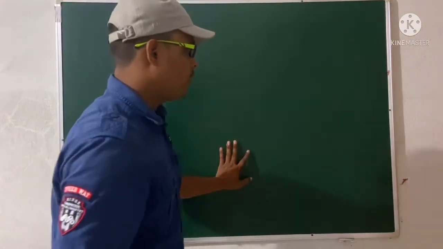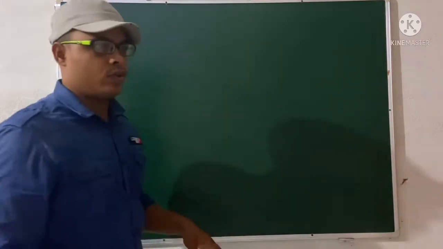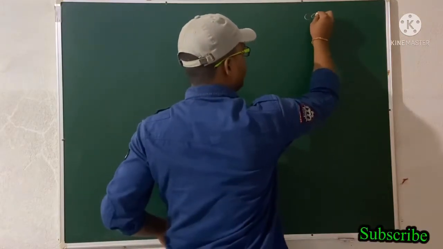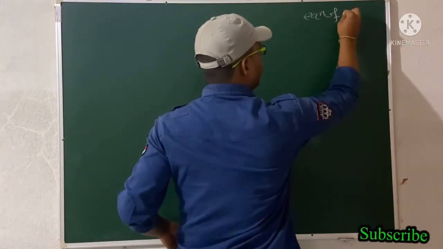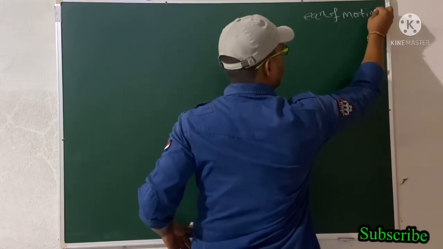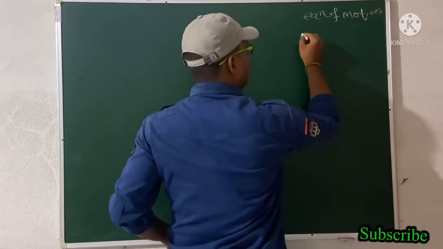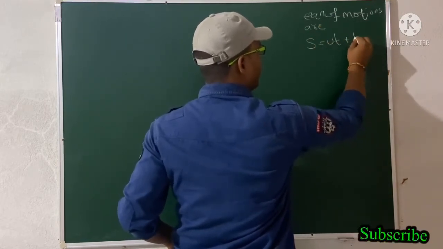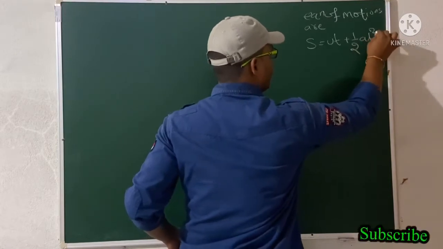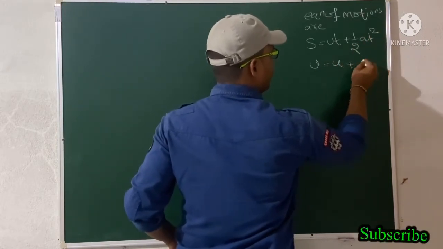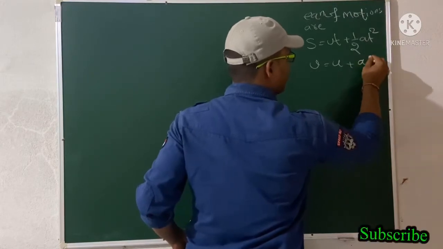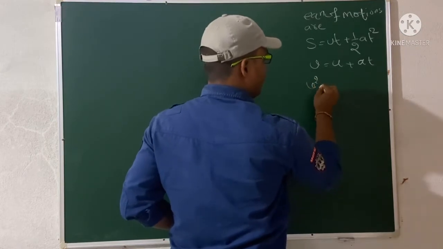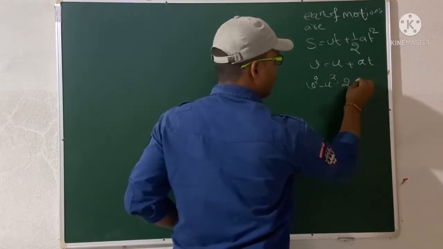Okay. So what we started yesterday? We started yesterday about the projectile motion first case and the equations of motion. So what are the equations of motion? The equations of motion are s equal to ut plus half at square, v equal to u plus at, and v square minus u square equal to 2as.